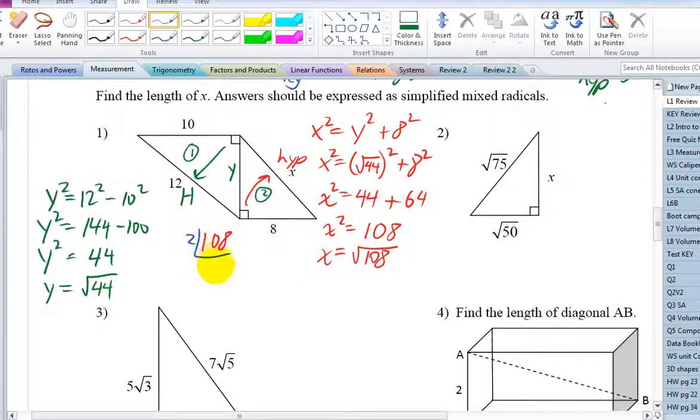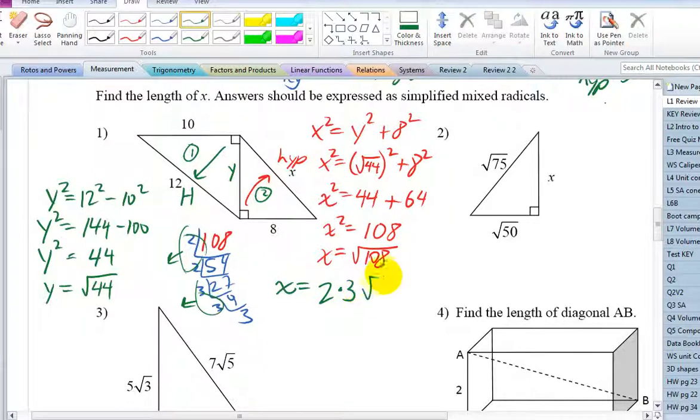So divide by 2. Divide by 2. Divide by 3. Divide by 3. So here's a pair you can take out. And here's a pair you can take out. So x equals 2 times 3. And what's left behind? 3 on the bottom. So your final answer for grade 10 is 6 root 3. No decimals. Exact answer.